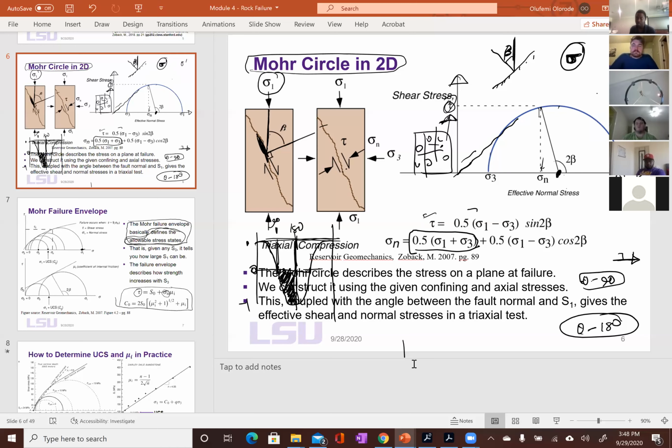If beta is 45 degrees, then 2 beta is what? 90 degrees. And cos of 90 will be 0. So if 2 beta is 90 degrees, this angle is not going to get this far, right? 90 degrees will be right here, and this will be 0. So that is sigma n, which makes sense.